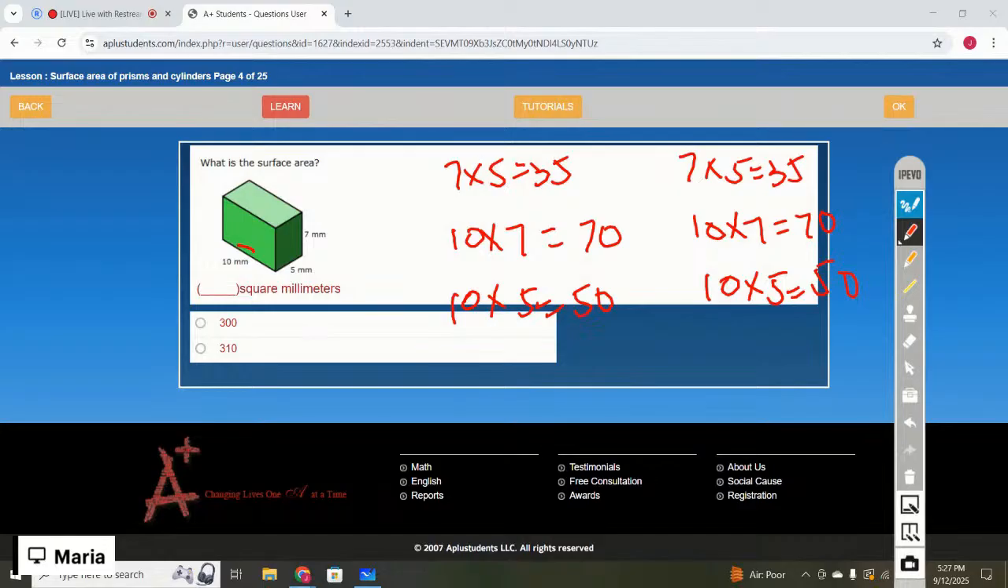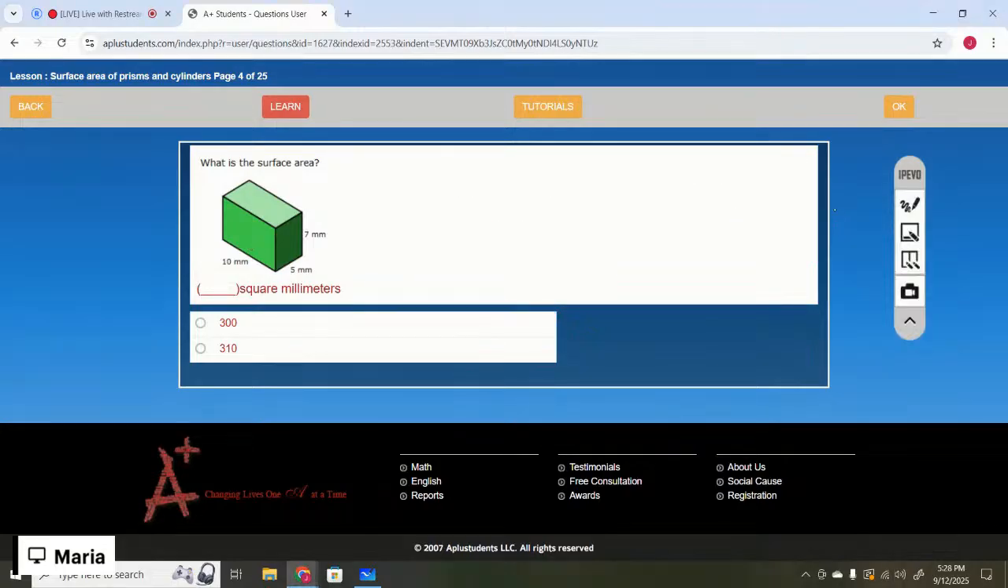Let's just add all those areas. 70 plus 70 plus 50 plus 50 plus 70, that is 310. Option number 2 is the correct option.